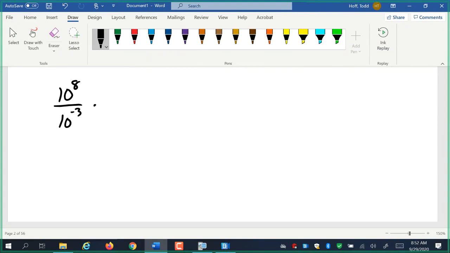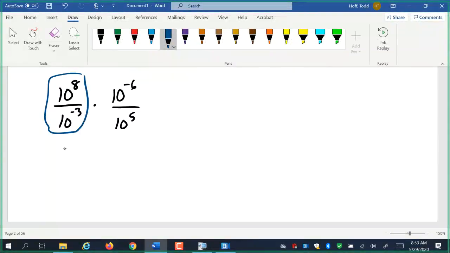We have 10 to the 8th divided by 10 to the negative 3 times 10 to the negative 6th divided by 10 to the 5th. Here we have to do the divisions first. 10 to the 8th divided by 10 to the negative 3. Well, 8 minus a negative 3 is 11. That's 10 to the 11th.